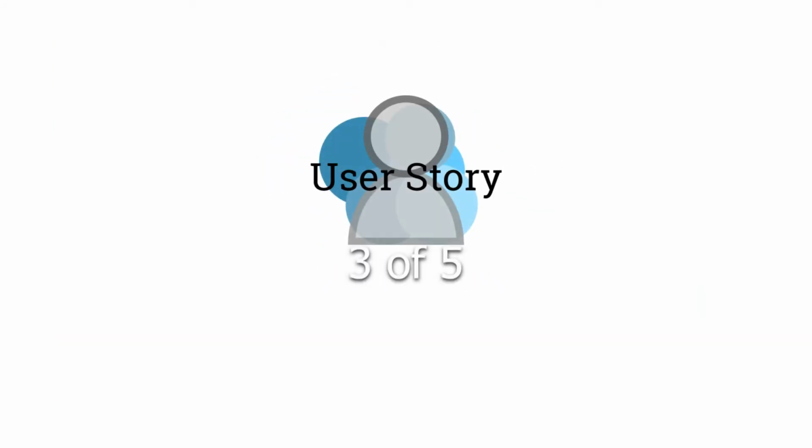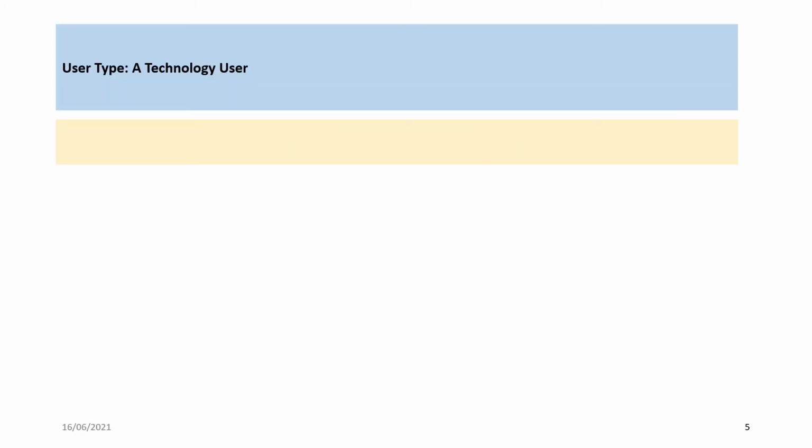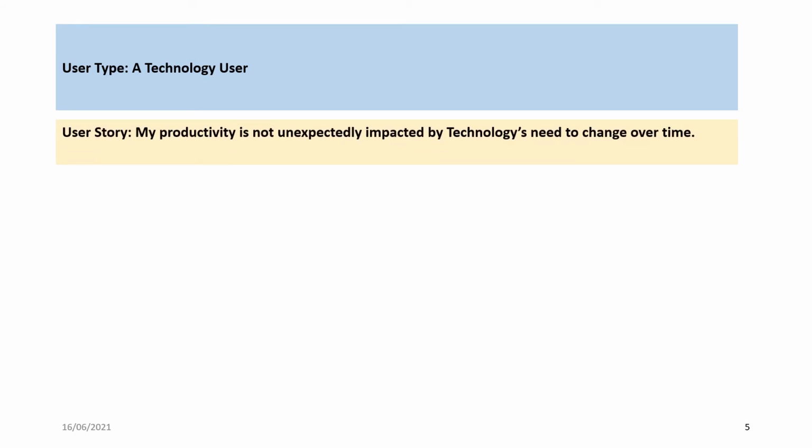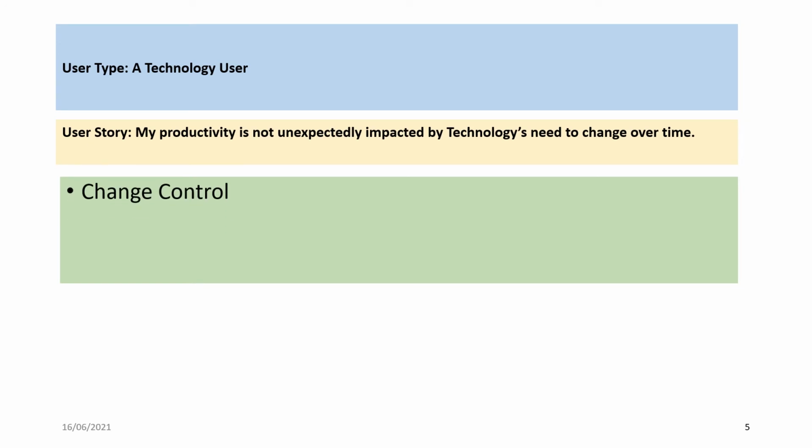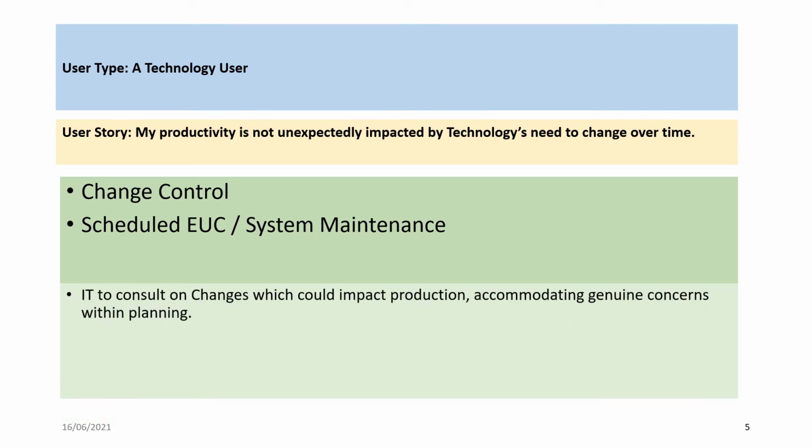User story 3 of 5. Our next user type is a technology user. Our user story here is, my productivity is not unexpectedly impacted by technology's need to change over time. For this, we've got change control and scheduled end user computing and system maintenances. And you need to note that IT must consult on changes which could impact production and accommodate genuine concerns within their planning, and tailor day-to-day IT operations around relevant teams' working routines.